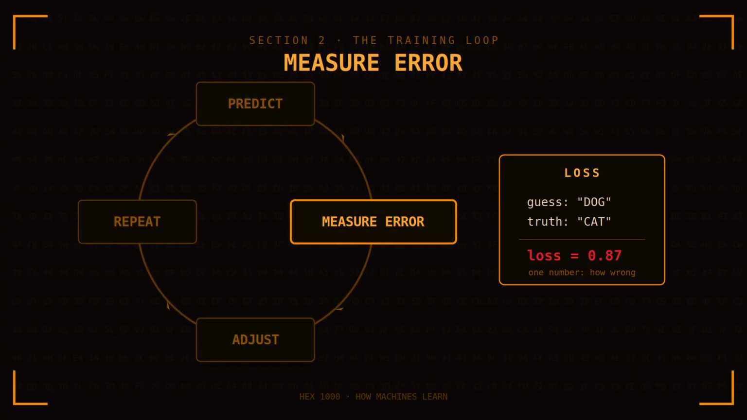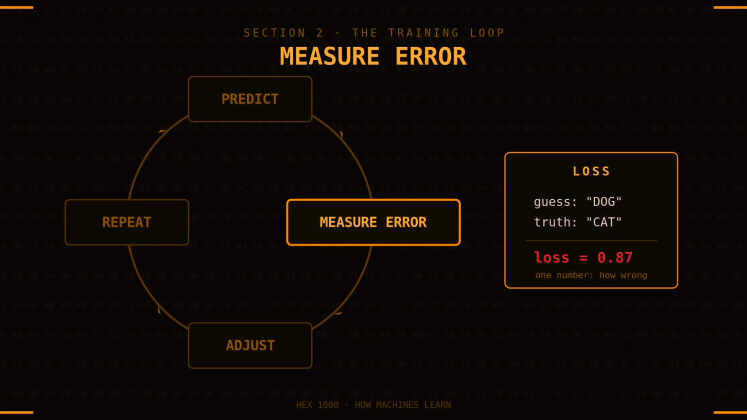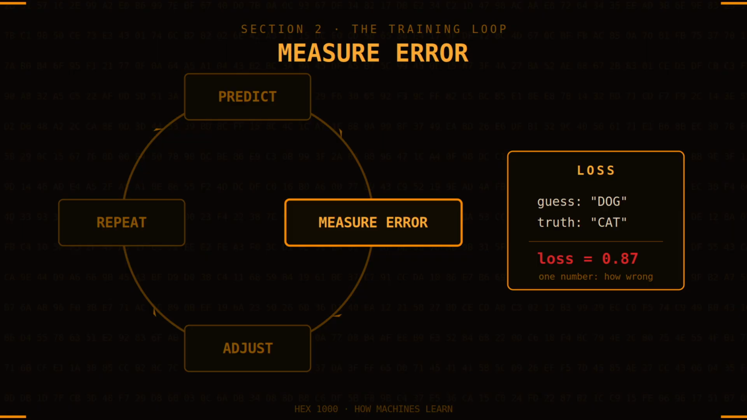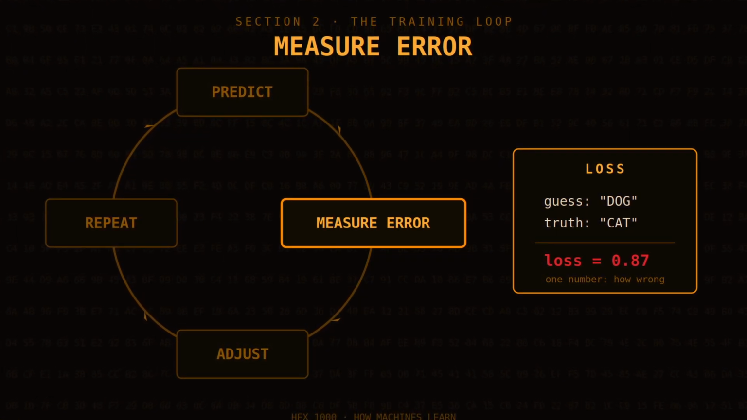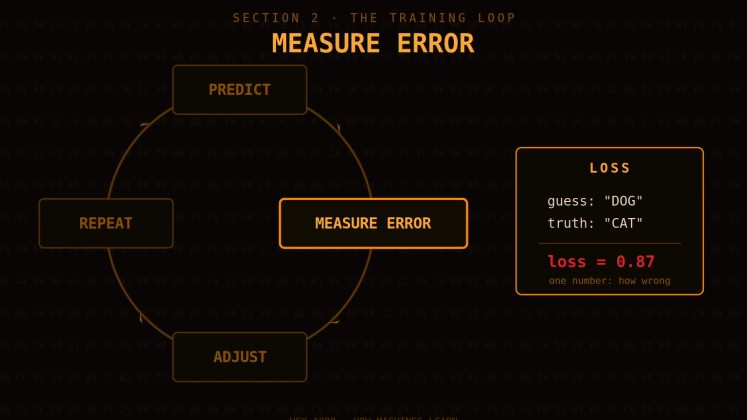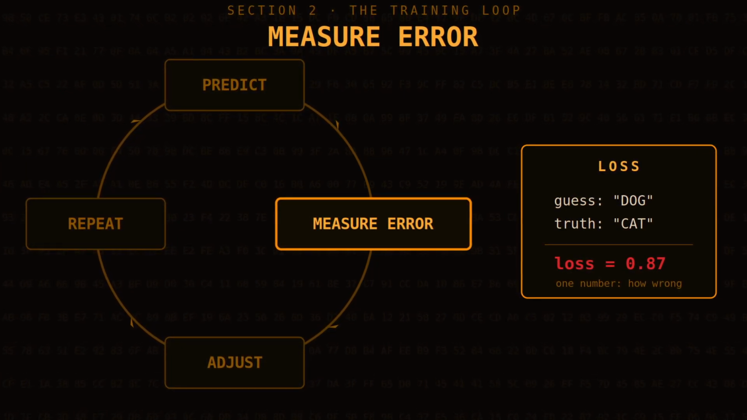Step 2. Measure how wrong it was. We know the correct answer. The photo was labeled. So we compare the model's guess to the truth and calculate the error. In machine learning, this error has a name, the loss. A high loss means the model was very wrong. A loss near zero means it nailed it. The entire goal of training is to make the loss as small as possible.